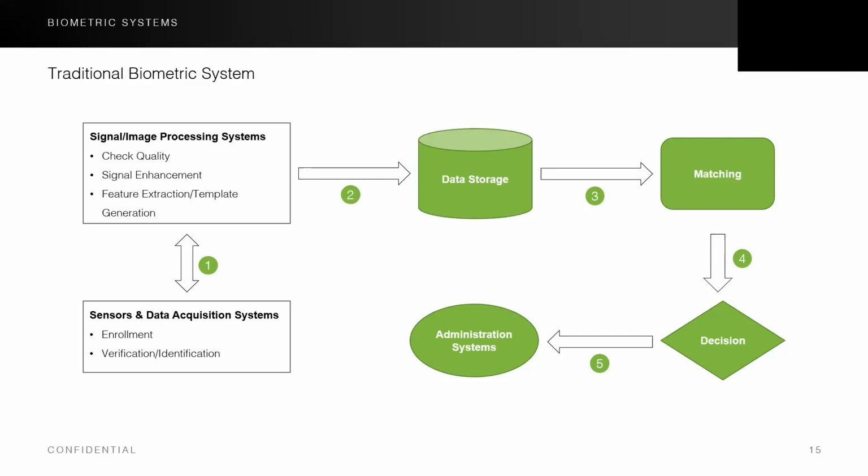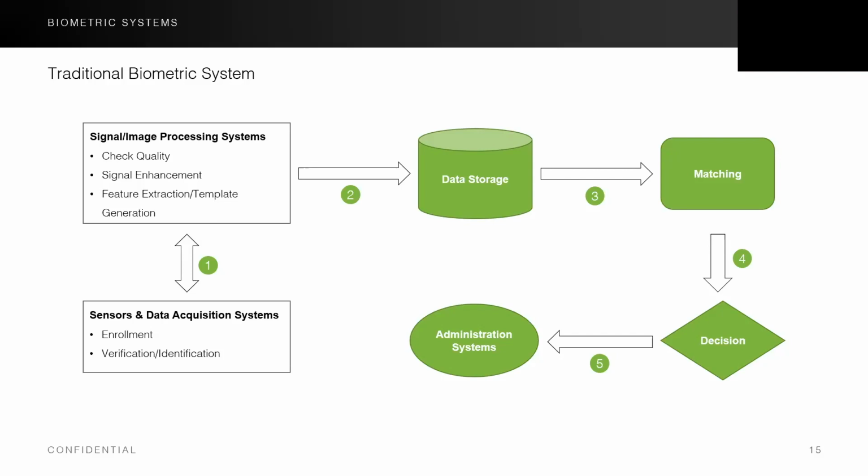Once this is determined, traditionally, every biometric system is going to contain the following components. There has to be a sensor and data acquisition system, essentially the point through which these biometric modalities are captured, whether it is a camera or a scanner, through which the user is going to present the modalities for enrollment or for verification or authentication.